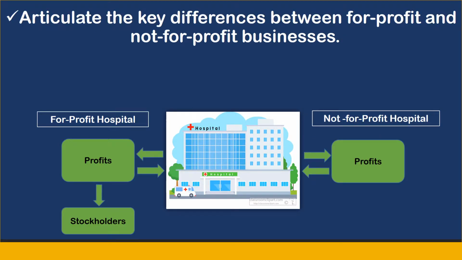Articulate the key differences between for-profit and not-for-profit businesses. Just as there is a variety of healthcare settings, such as hospitals, clinics, urgent care centers, etc., there are different business structures as well. These structures include for-profit and not-for-profit entities. While there are multiple aspects that differentiate the two, the key takeaway to understand is how each entity handles their profits. A for-profit entity pays out profits to stockholders, while a not-for-profit entity reinvests profits back into the business.